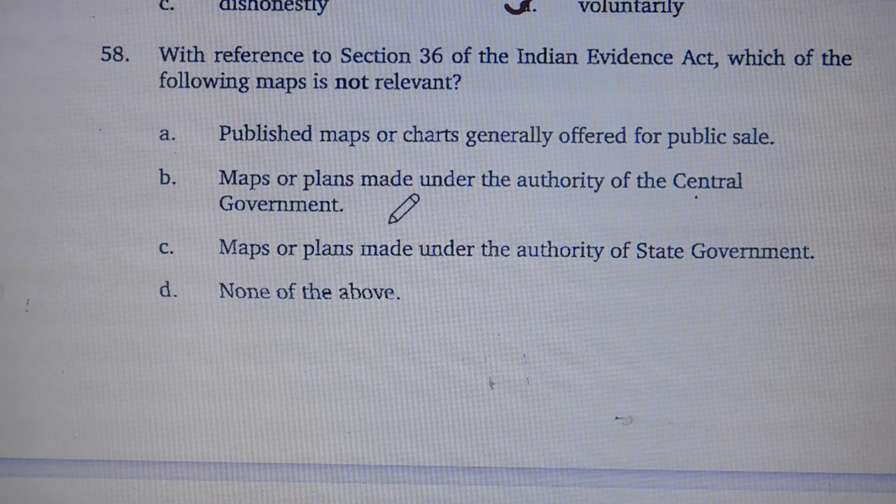Question number 58. With reference to section 36 of the Indian Evidence Act, which of the following maps is not relevant? Answer is option number D, none of the above.